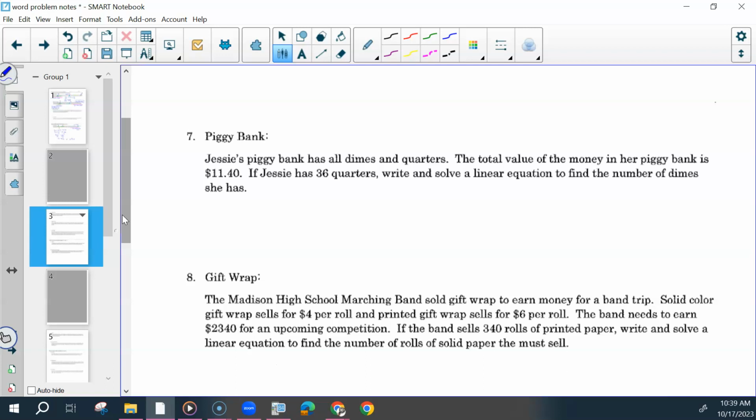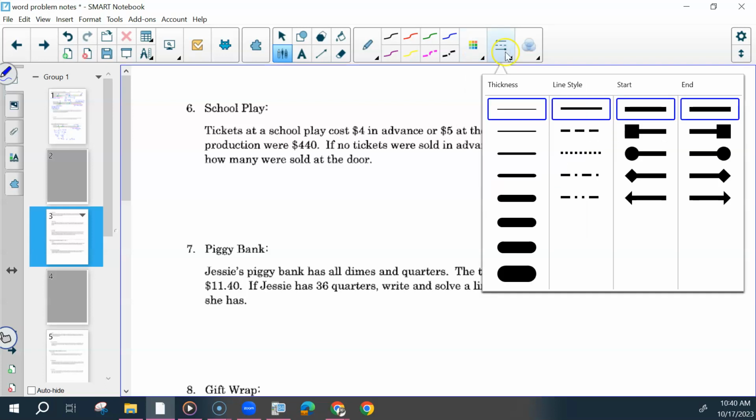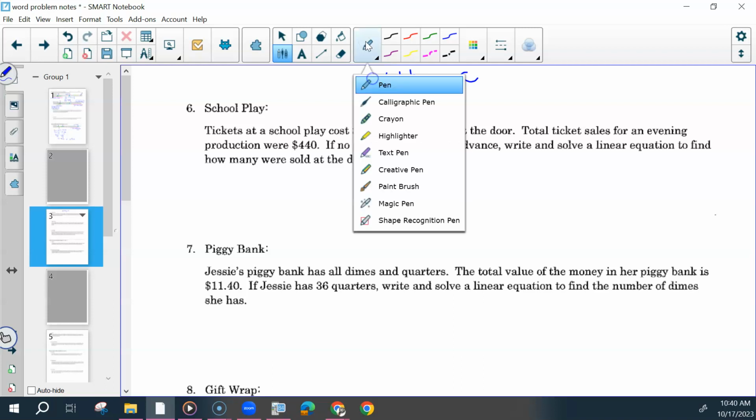Right, so for the piggy bank, Jesse's piggy bank has all dimes and quarters. The total value of the money in her piggy bank is $11.40. If Jessie has 36 quarters, write and solve a linear equation to find the number of dimes she has. So at the top of the page, I'm going to rewrite our equation before we do anything else. That way we have it, we're not flipping back and forth. Right, what's important in this?